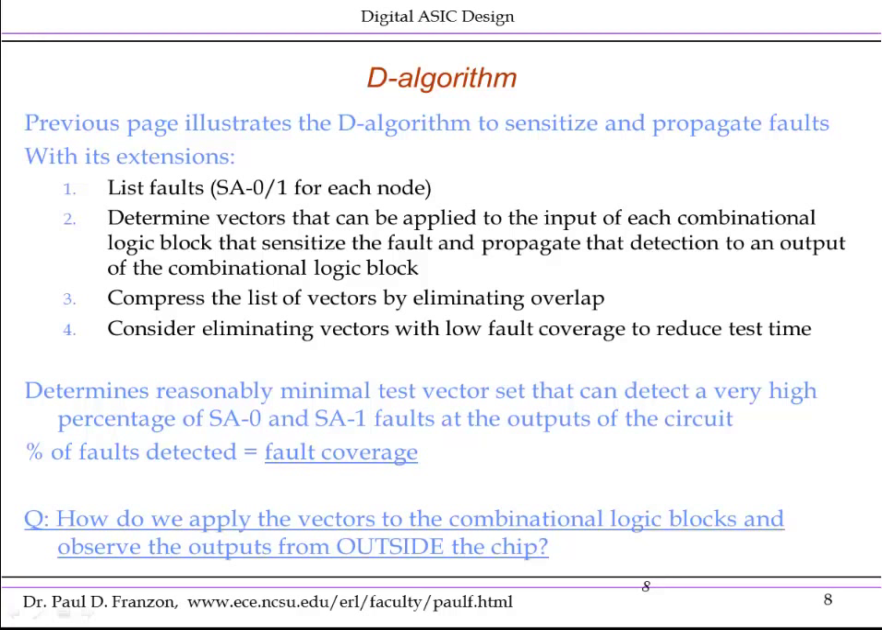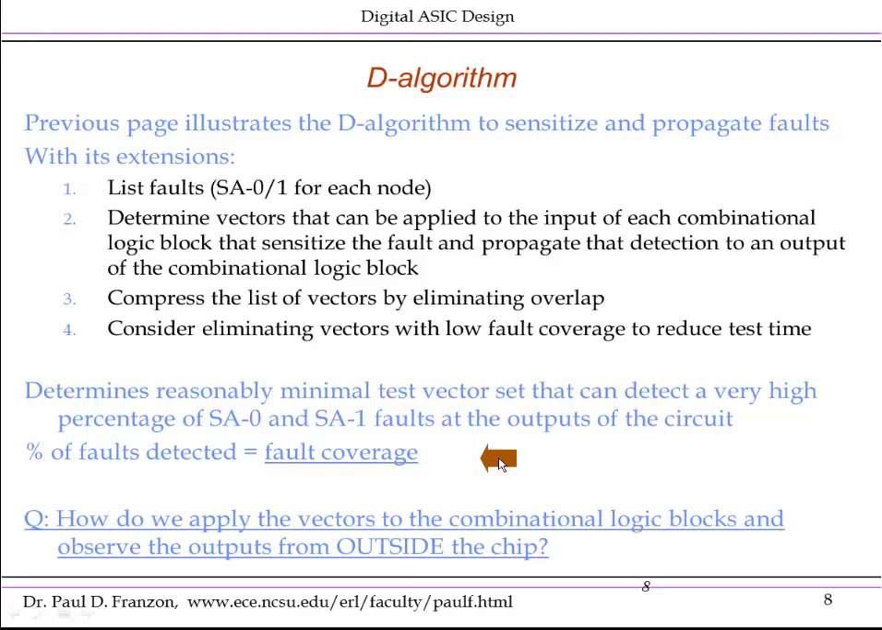But our goal here is to get as small a test vector set as possible that can detect a very high percentage of the stuck-at-0 and stuck-at-1 faults at the outputs of the circuit blocks. The percentage of the faults that are thus detected is called the fault coverage. This is a term we'll use throughout the rest of the class: the fault coverage. So this is the core of modern scan-based testing.